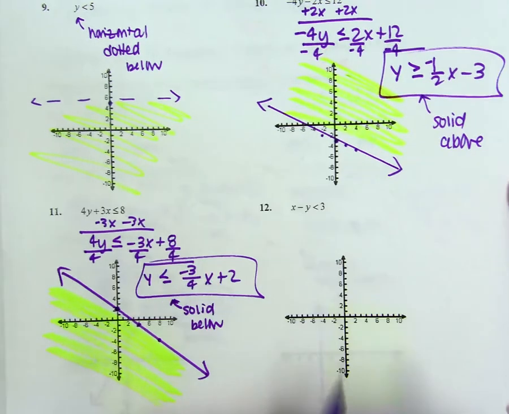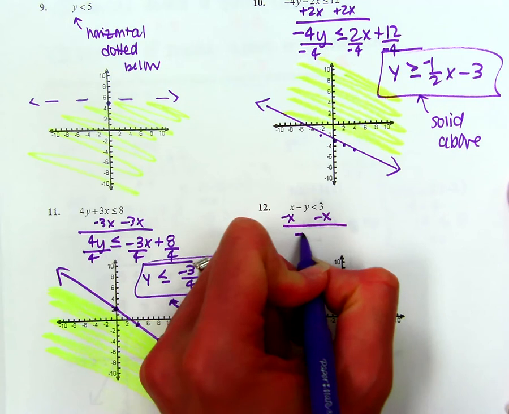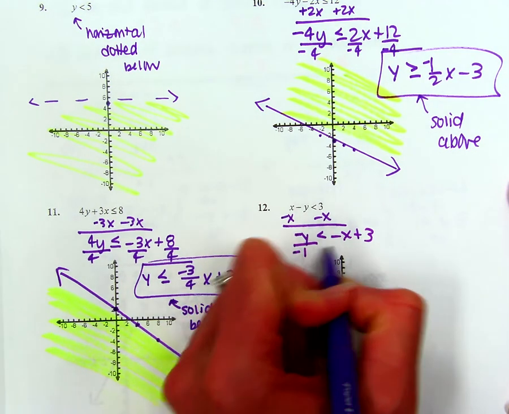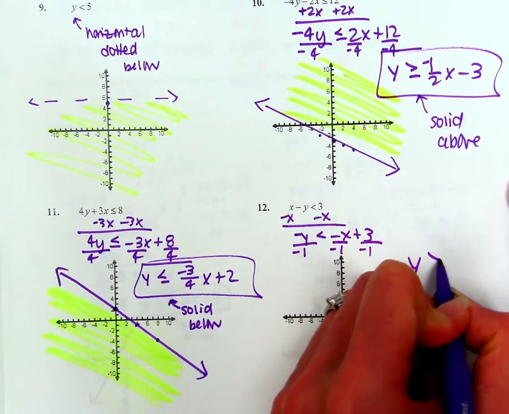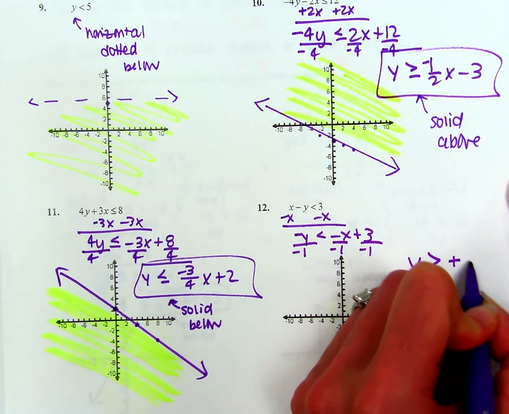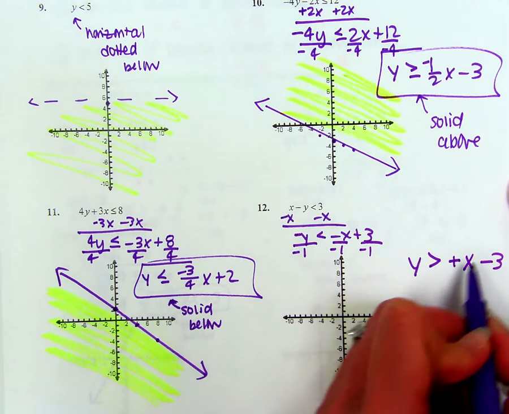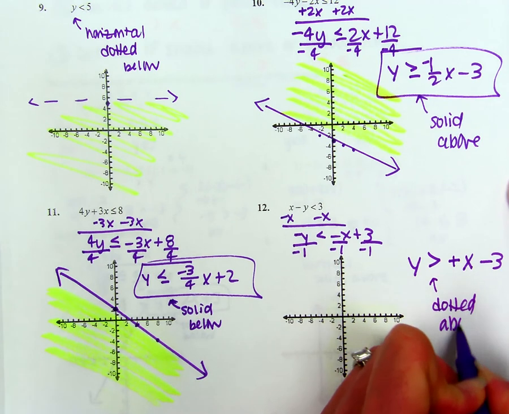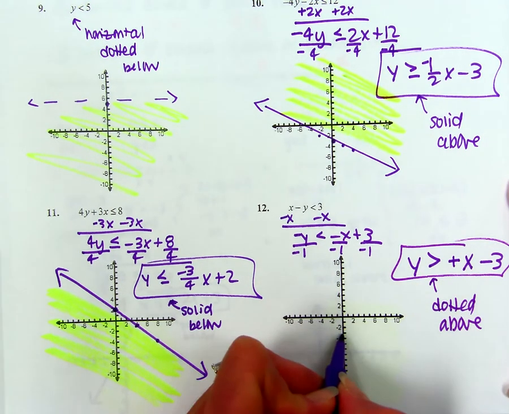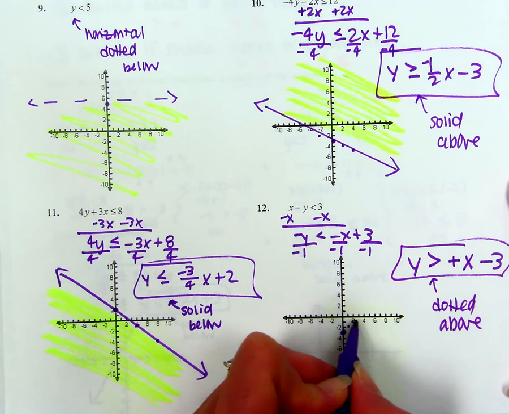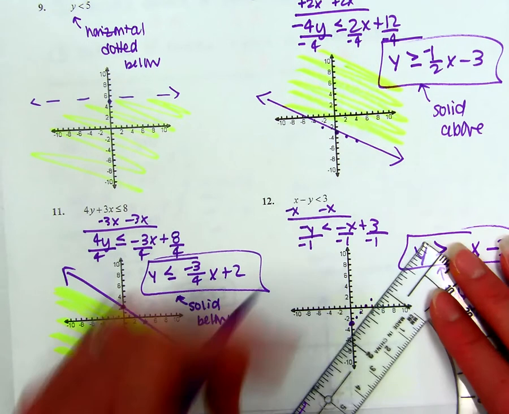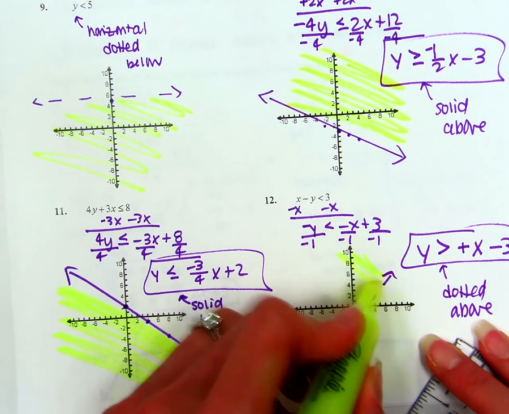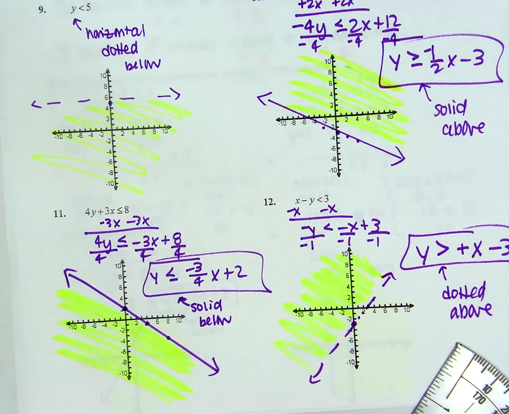Alright, last problem. So we need to subtract x. Notice it's still -y is less than -x plus 3, so that negative sign stays with the y, so I need to divide by -1 now. Since I divided by a negative, I flip my sign, and so this is really going to be positive x minus 3. So I have greater than, that's a dotted line, and it's above. So I'm going to start at -3, go up 1/1, and make a dotted line. Shade above, and then I'm all done.